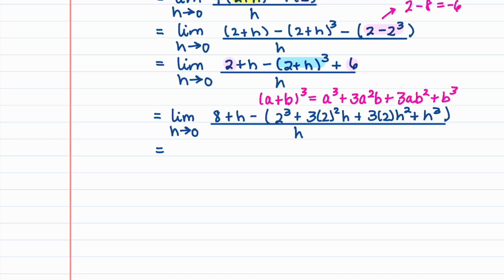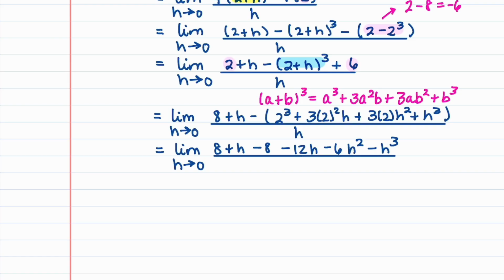Now let's go ahead and simplify. This is the limit as h goes to 0 of 8 plus h minus 2 cubed, which is 8, minus 3 times 2 squared, so that's 3 times 4, which is 12. So we have minus 12h, minus 6h squared, minus h cubed, all divided by h. I always tell students you never really get good at algebra until you take calculus, and then you do lots of algebra and eventually get good at it. Let's see here. Our 8s can cancel, and that's about it.